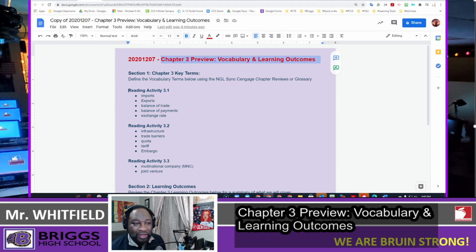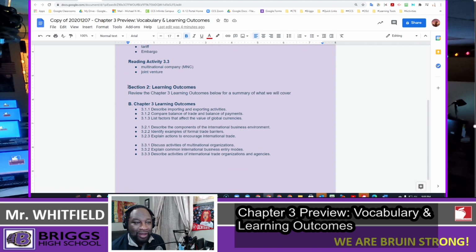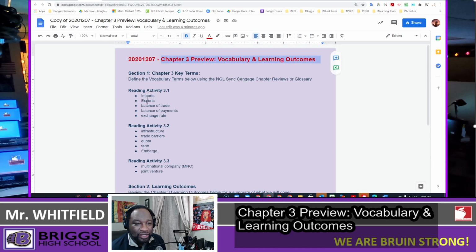It's sorted by the reading activity. So you have reading activity 3.1, reading activity 3.2, and reading activity 3.3. Down here, you have the learning outcomes. There's nothing you need to do down here. This is just something you read. All you need to do is the vocabulary for each one of these reading sections.